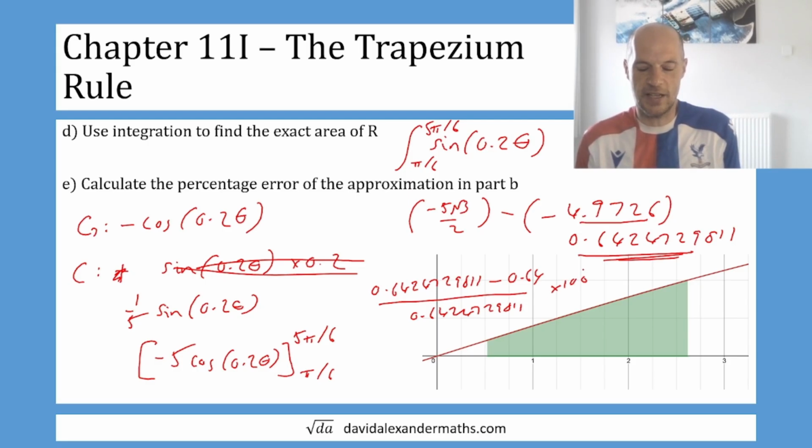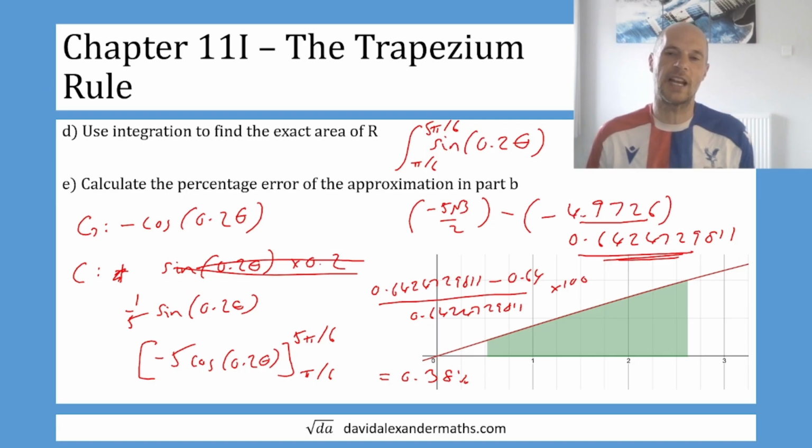So let's just give that a go. So I'll keep that answer, minus 0.64, divided by that previous answer, multiplied by 100. So the percentage error is 0.38%.